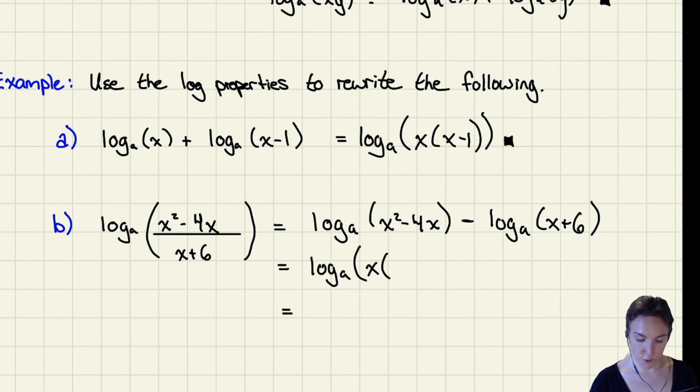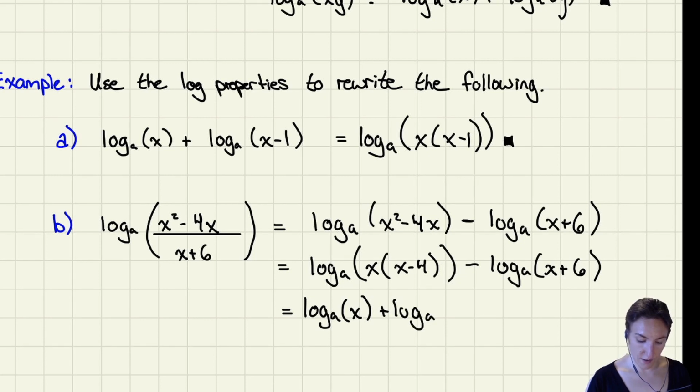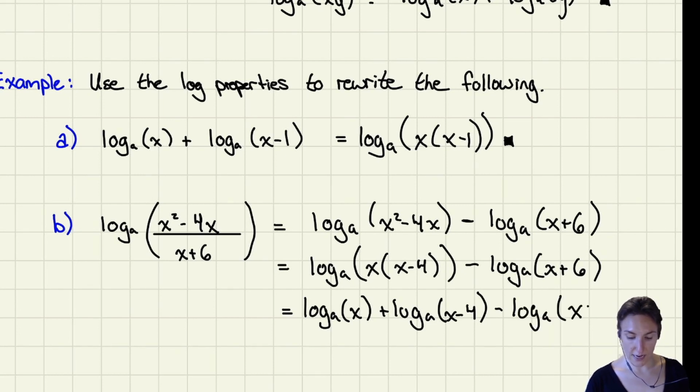I can factor out an x, so I'm left with an x minus 4. And then the second one here, I leave it alone. Okay, there's nothing I can do with this one. But now I'm having multiplication. You can split this up into two separate terms where you add them. Okay, so we can go log base a of x plus log base a of x minus 4. And this last one here, I cannot change it, because the thing inside the log is being added. You can't change it for addition.